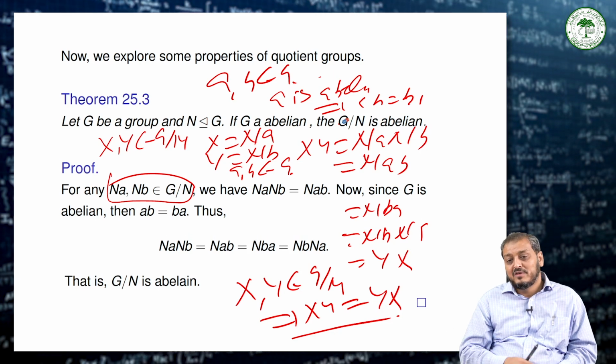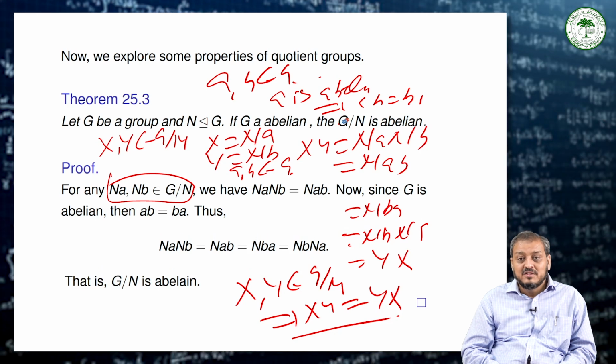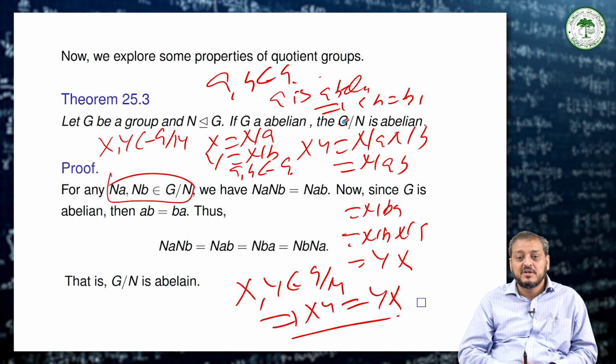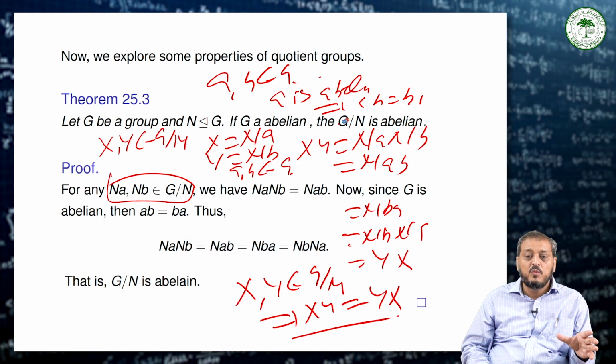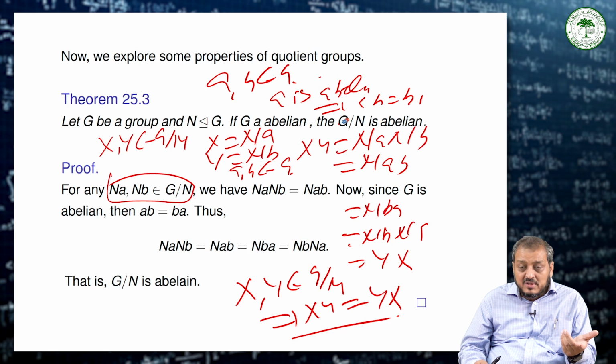Now a very interesting thing: what about the converse? If G by n is abelian, is it possible that G is abelian? Naturally we have to ask the question: if G is a group, n is a normal subgroup, and G by n is abelian, is it possible that G is abelian?